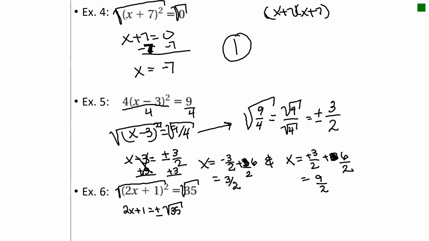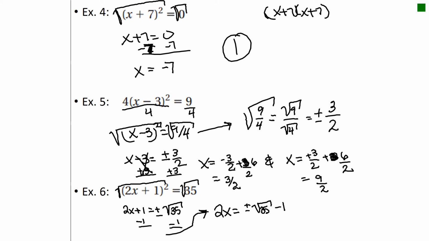How do I know it's going to have two solutions? Because it's a positive number inside. All right, then we're going to take away 1. Let me rewrite over here. Here's what we've got now: 2x equals plus minus the square root of 35 minus 1.